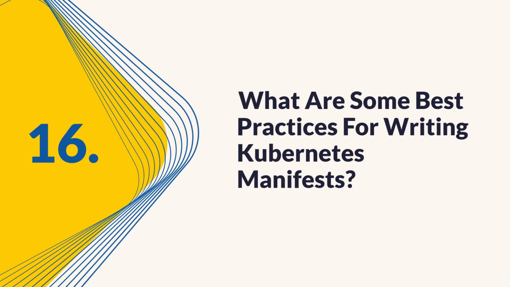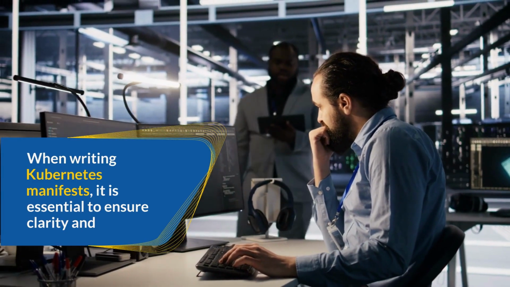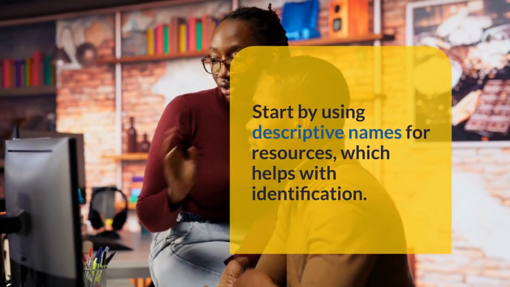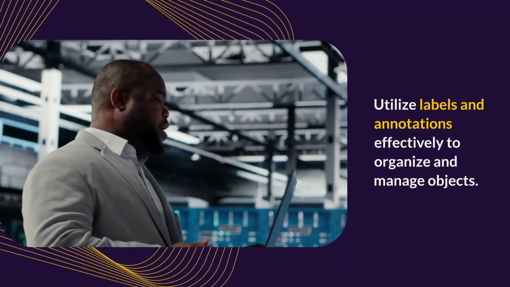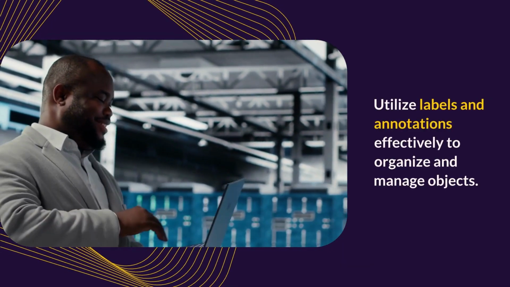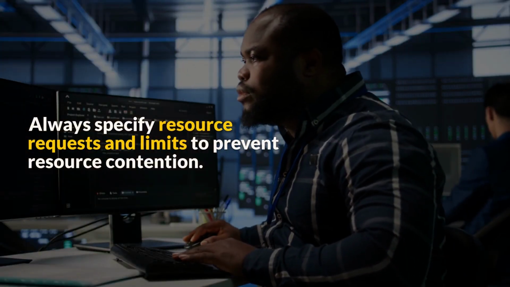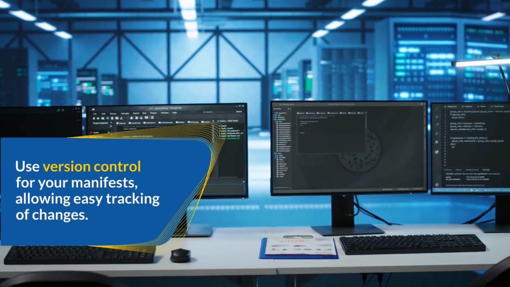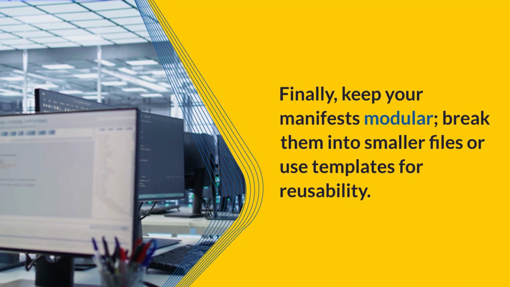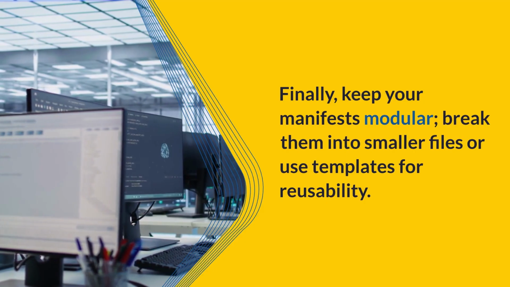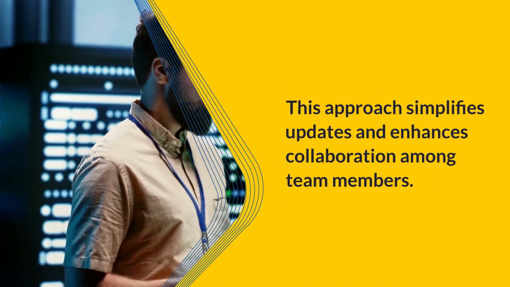16. What are some best practices for writing Kubernetes manifests? When writing Kubernetes manifests, it is essential to ensure clarity and maintainability. Start by using descriptive names for resources, which helps with identification. Utilize labels and annotations effectively to organize and manage objects. Always specify resource requests and limits to prevent resource contention. Use version control for your manifests, allowing easy tracking of changes. Finally, keep your manifests modular. Break them into smaller files or use templates for reusability. This approach simplifies updates and enhances collaboration among team members.